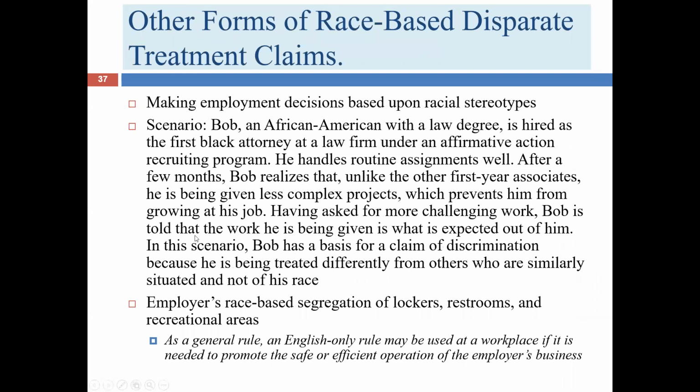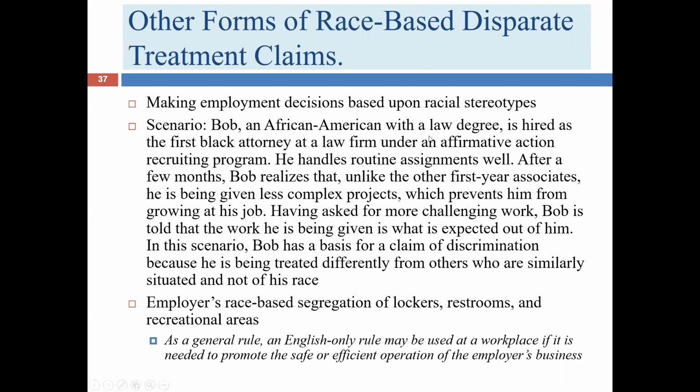Let's look at some stereotypes. Bob is an African American with a law degree. He's hired as the first black attorney at a law firm. He handles routine matters very well. After a few months, though, Bob notices that he is not being given the sophisticated projects that other people at his level are being given. So Bob isn't having the professional growth opportunities. He approaches the partners and says, I'd like more challenging work, and they basically give him the brush off. Under this scenario, Bob does have a basis for a claim of discrimination because he's treated differently.